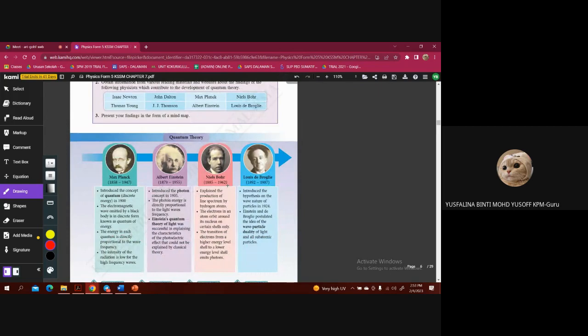It starts with Max Planck. He introduced the concept of quantum, discrete energy, meaning energy is moved in packets. So it's like a pack.